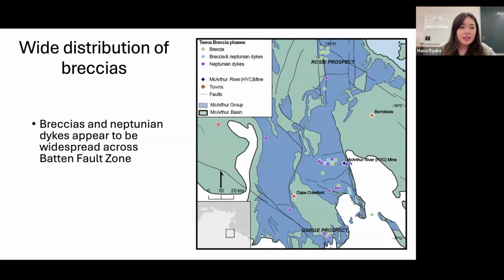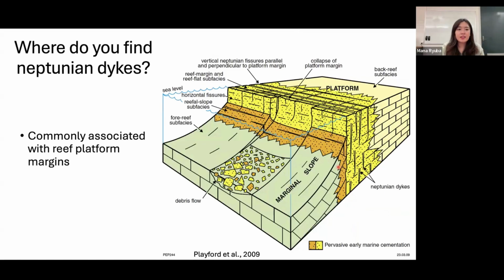So it turns out that these breccias are distributed really widely in the Batten Fault Zone area. Each of these points here represents a locality where we see breccias and/or Neptunian dikes occurring in the Teena Dolomite. So it seems to be quite a widespread event. So where do you find Neptunian dikes?